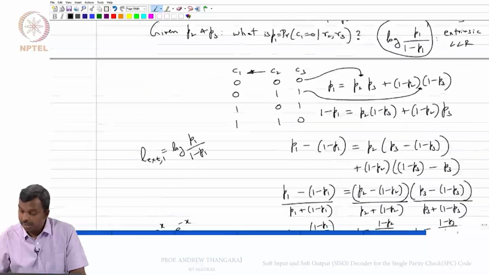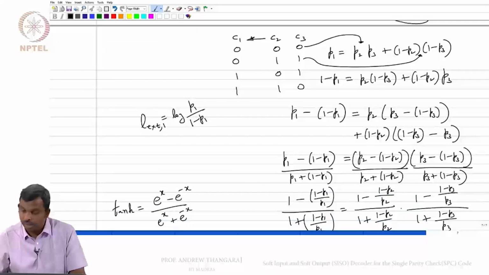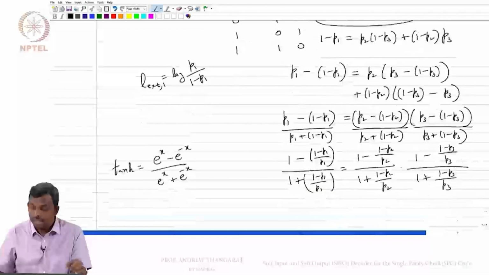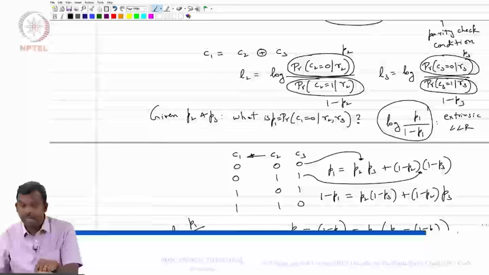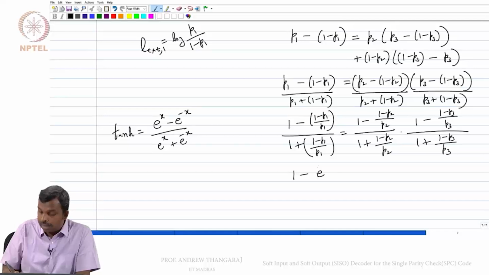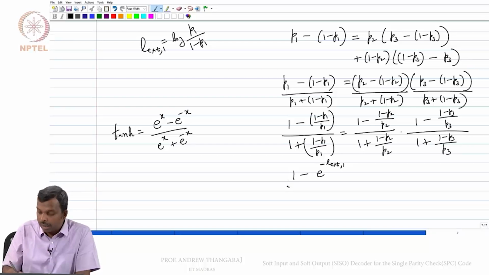Now remember, I am interested in the extrinsic LLR, log P1 by 1 minus P1. So I am going to define this as Lxt1, which is log P1 by 1 minus P1. This is the extrinsic LLR about bit 1. I am interested in this. So let's write everything in terms of the extrinsic LLR and L2 and L3. How do I write that? If you notice here, this is 1 minus e power minus Lxt1. Why do I get the minus? It's because the ratio is inverted. You will get the minus here. 1 plus e power minus Lxt1.